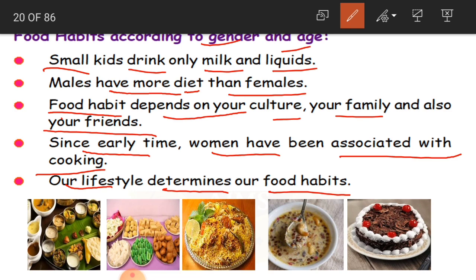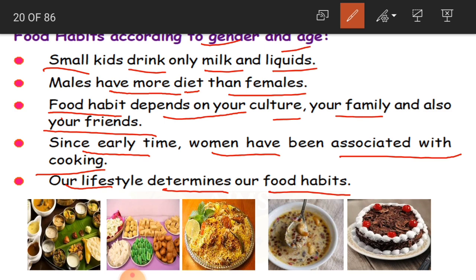Clear, children? So these days we are getting more addicted to fast foods, junk foods, because lifestyle has been changed. People have become modern. We are not eating all the traditional food which our grandmothers or great-grandmothers used to prepare. We have moved to the modern days and we are living a modern lifestyle, and that is why we are preferring more modern food, fast food and junk food.